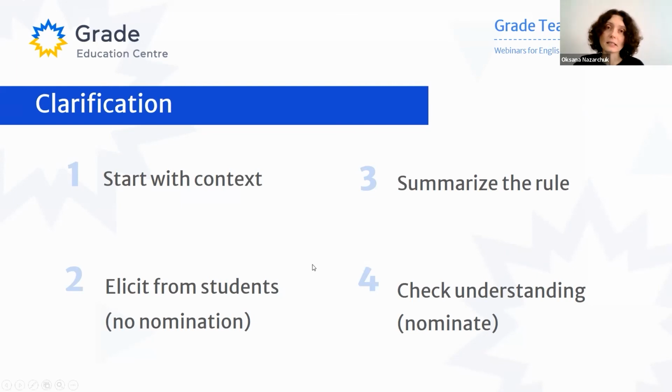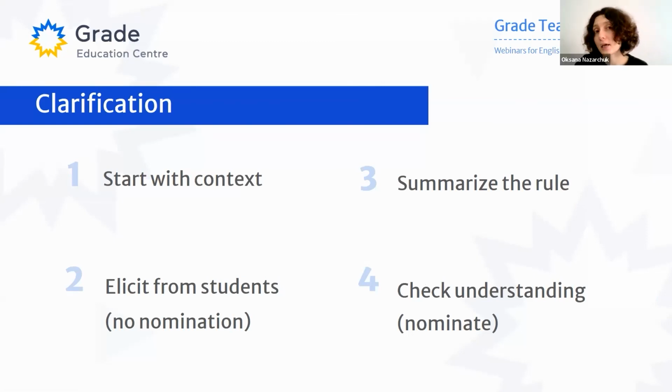So it can be something different every time. Then we elicit from our students what the rule is by asking them questions. But at this stage, we do not nominate them. So we just let anybody in the group answer the questions. We can ask several students to answer these questions. And then we summarize the rule. Afterwards, there is one last really important stage, which is checking understanding, where we also ask the same questions, but we nominate our learners to make sure that everybody understood the topic.